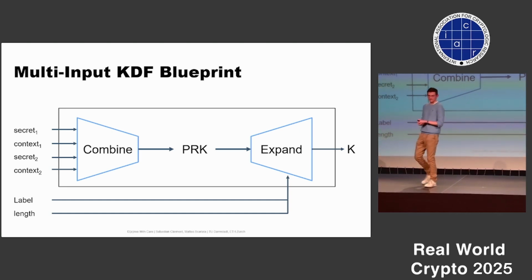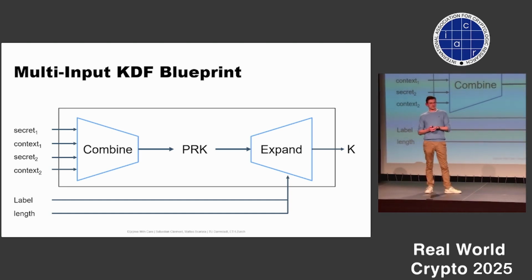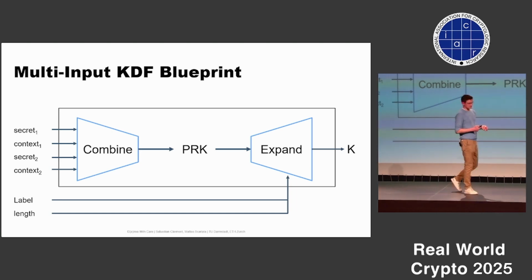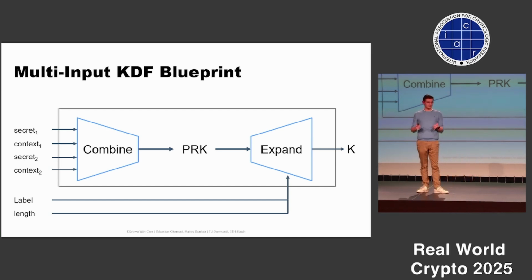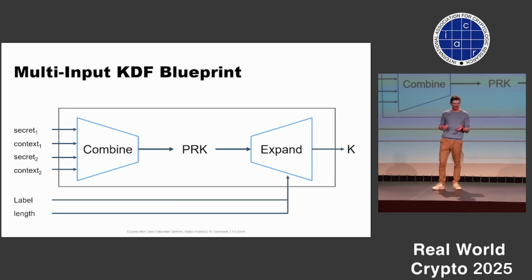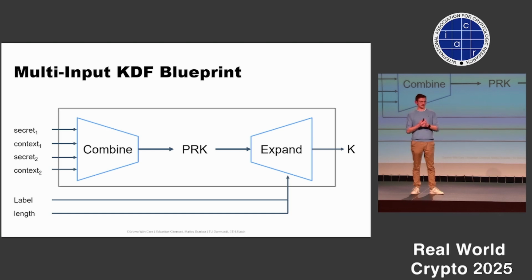Throughout our analysis, we have seen that the way these multi-input key derivation functions are built follows some kind of a generic blueprint. Analogous to the extract and expand paradigm that you have in HKDF, for multi-input key derivation functions, you have more of a combine and then expand paradigm. And importantly, the combine step only takes the secrets and associated contexts, while the expand step takes the label and the length on some pseudo-random key that is output by the combine step to give you your final key.